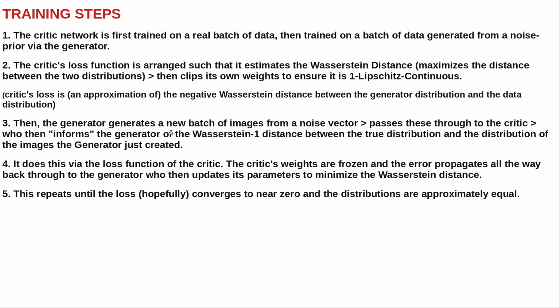And then the generator generates a new batch of images from the noise vector and passes those images through to the critic, and the critic informs the generator of the Wasserstein 1 distance between the true distribution and the distribution of the images that the generator just created. Then the fourth step is that it does this via the loss function of the critic. The critic's weights are frozen and the error propagates all the way back through to the generator, which then updates its parameters to minimize the Wasserstein distance. And these whole steps are repeated until the loss converges to near zero and the distributions are approximately equal.